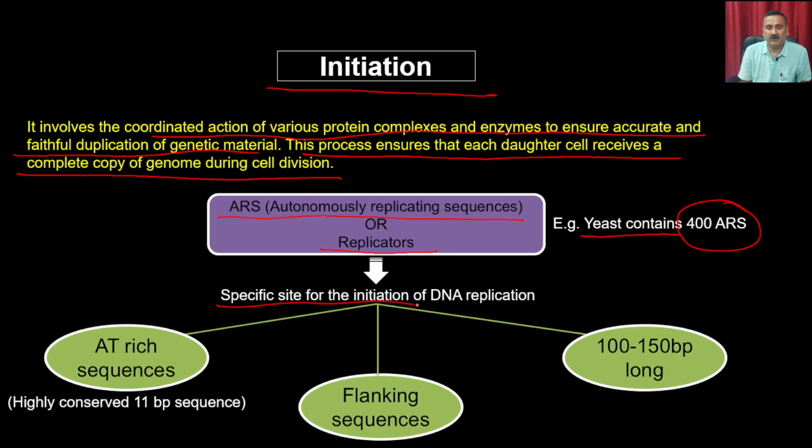In the eukaryotic system, DNA replication starts at multiple points, because the replication rate is very slow compared to the prokaryotic system, so multiple starting points are required. The second reason is that the DNA size is very big, so it needs multiple machineries to replicate. A specific site for the initiation of DNA replication is the AT-rich sequence, a highly conserved 11 base pair sequence. Then you also have the flanking sequences, and you also require a 100 to 150 base pair long 3' end sequence. So, mainly the AT-rich sequences are the origin of replication sequences, the site where the pre-initiation complex assembles and then initiation starts.